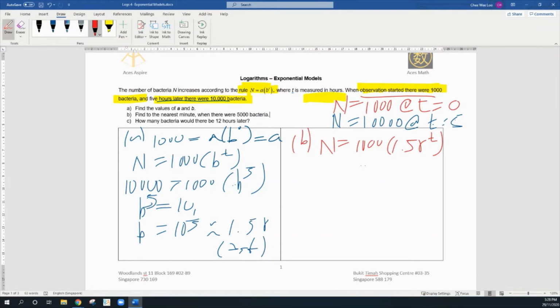Alright. Now, for part B, it becomes a straightforward situation. Given that the bacterial size is now 5,000 in population, what is the time taken to reach there? And we thus have 5,000 is equal to 1,000 times 1.58 to the power of t, which means that 5 is equal to 1.58 to the power of t.